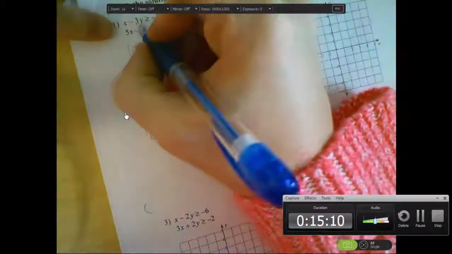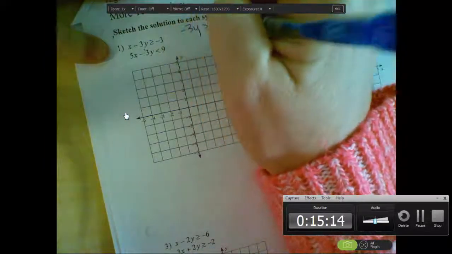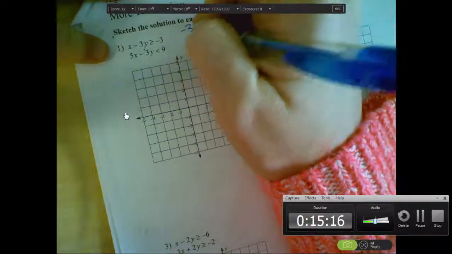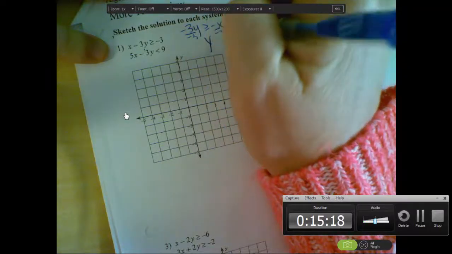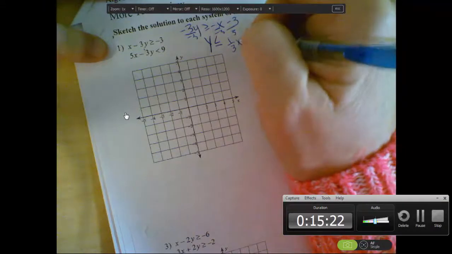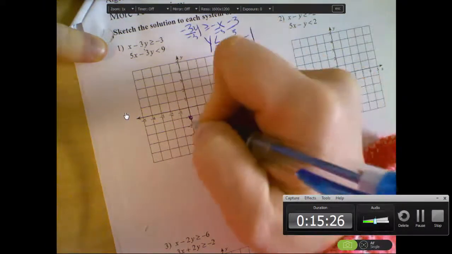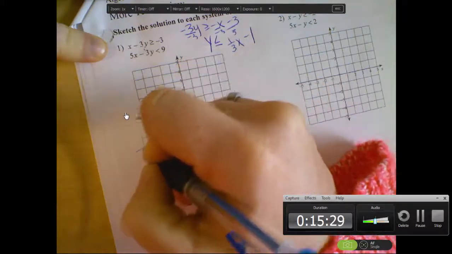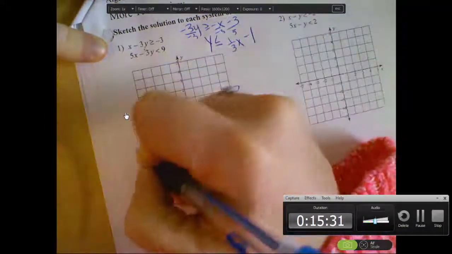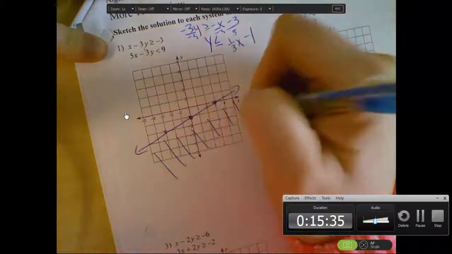Okay, inequalities, last thing. Get y by itself. So I'm going to minus x, divide by negative 3. When you divide by a negative, you flip the sign. x divided by 3 is 1/3 x. Negative 3 divided by negative 1 is minus 1. So I'm going to go like this. It's a solid line because it's less than or equal to. 0 is less than or equal to negative 1 is false, so I'm going to go away from (0, 0).